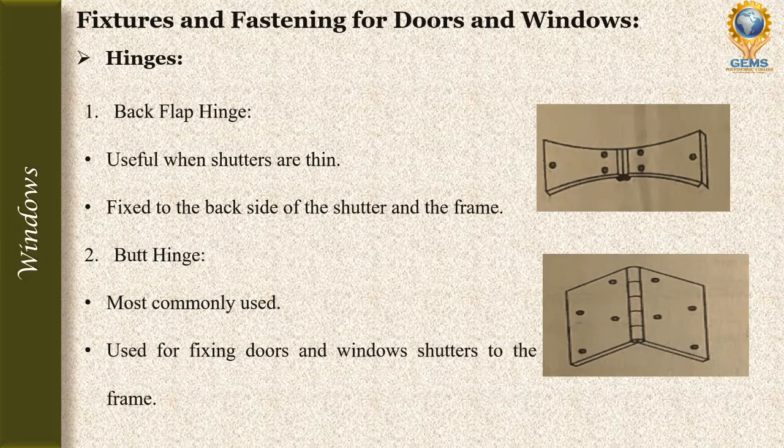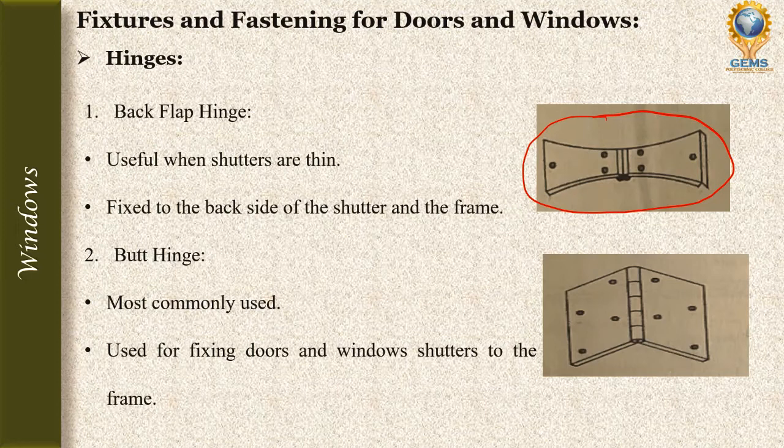The first type is the back flap hinge. This is how it will look like. It is the most common hinge. It will be used when the shutters of the windows or doors are really thin. If it is very thin, we will use these back flap hinges. It is fixed to the back side of the shutter and the frames.